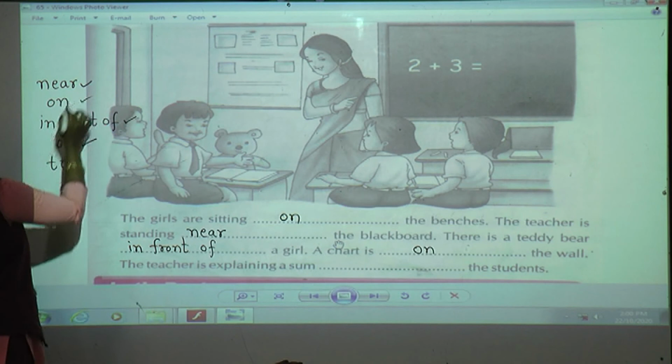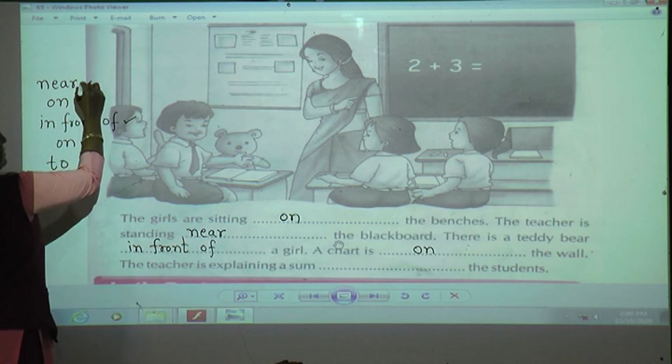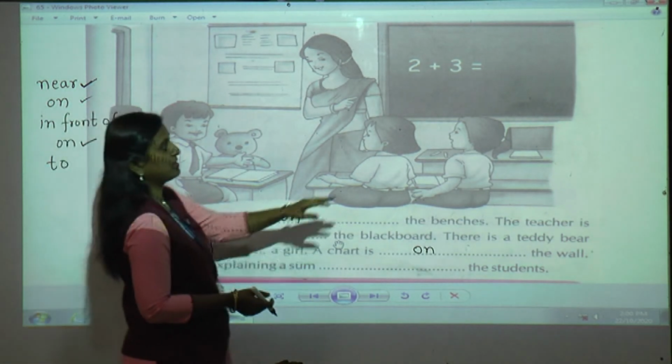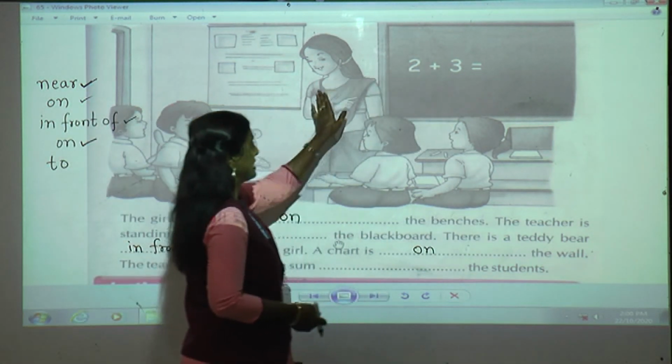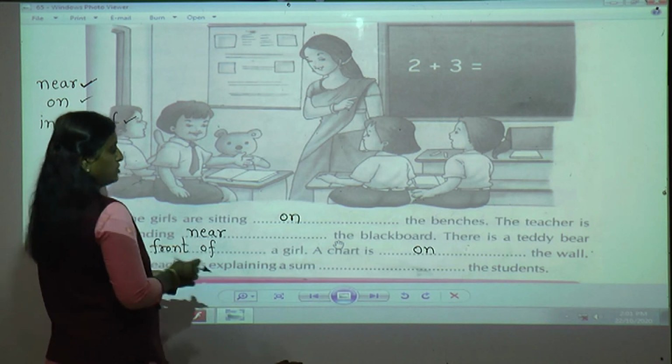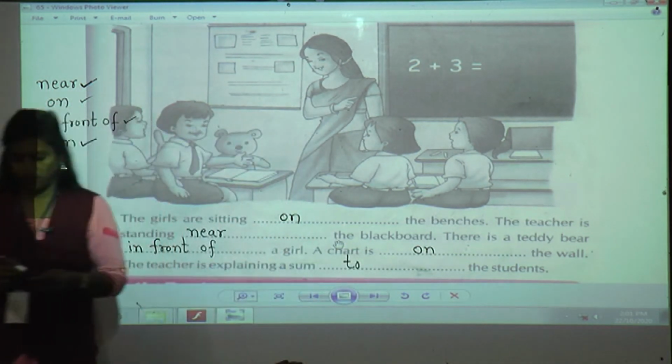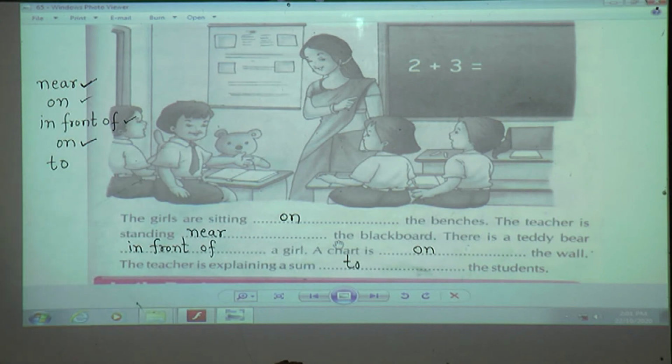Here also we have finished. Now only one preposition is left, that is to. The teacher is explaining a sum. Can you see here? The teacher has given one sum and she is explaining to whom? To the student. So to is the preposition. Understood, students?